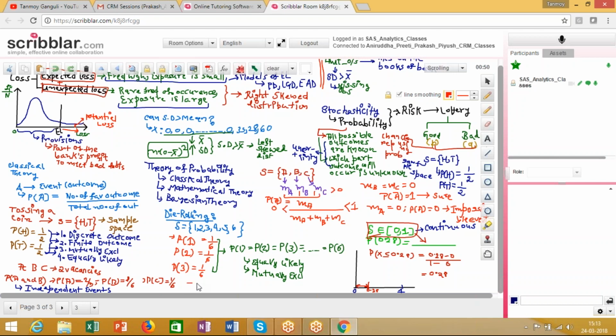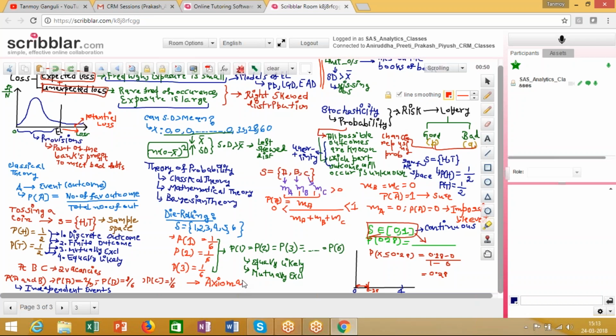So the next theory that we talk about over here, before going into the mathematical theory, is the axiomatic theory of probability. The axiomatic theory of probability comes before the mathematical theory of probability, but it succeeds the classical theory.